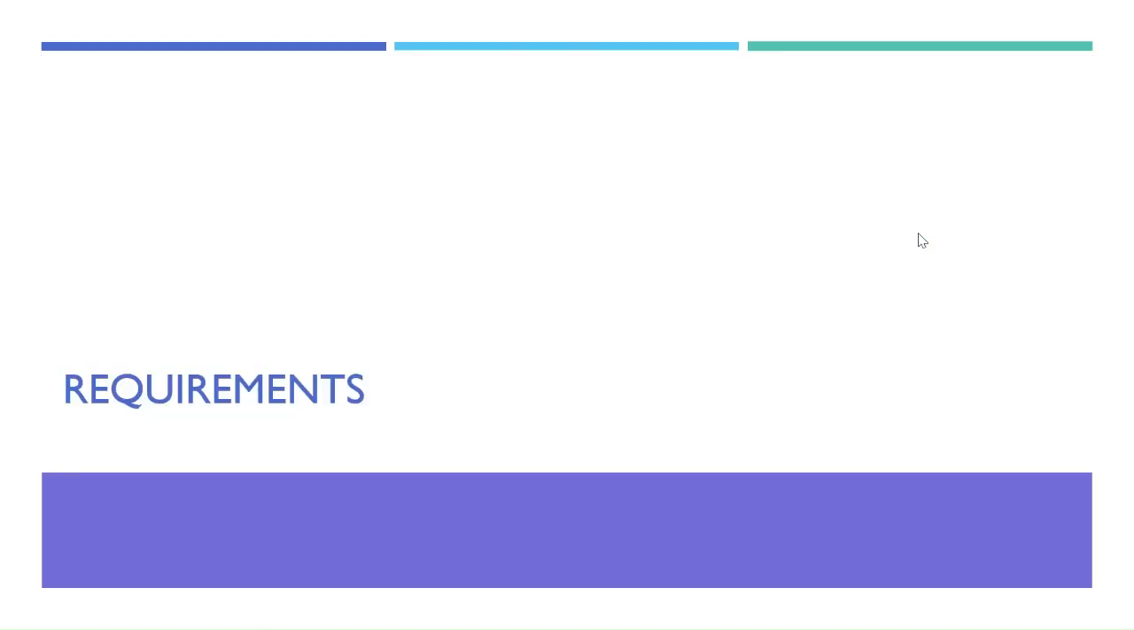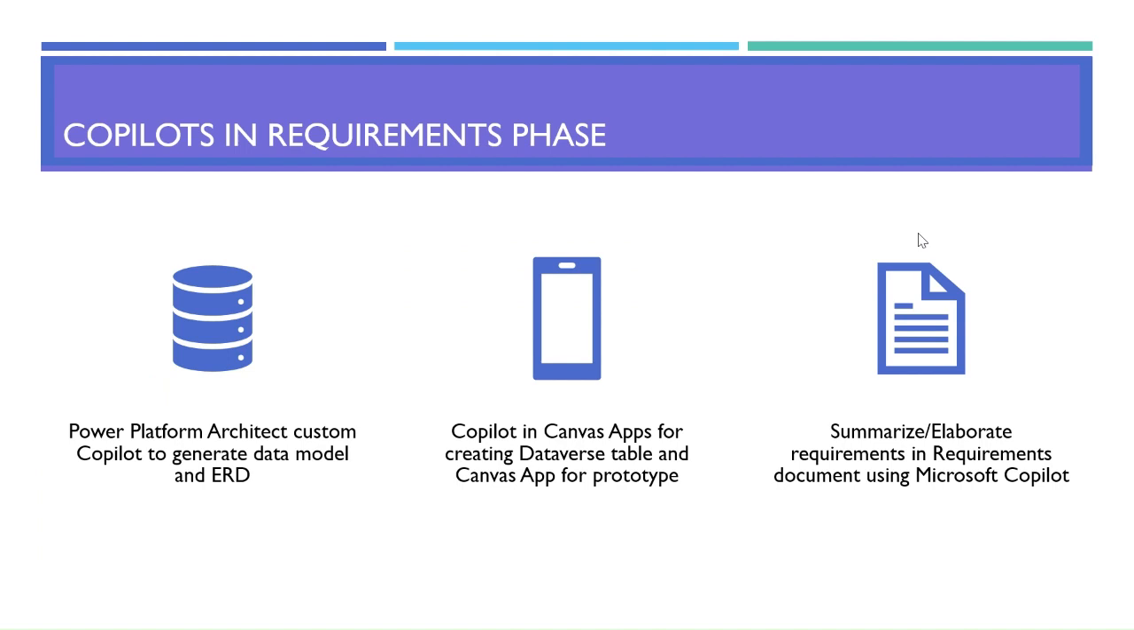So let's start with the requirements phase. In the requirements phase, these are a few tools we can use. So we can use a Power Platform Architect. This is a custom Copilot which we can use to generate a data model and ERD. I'll be showing it in a bit.